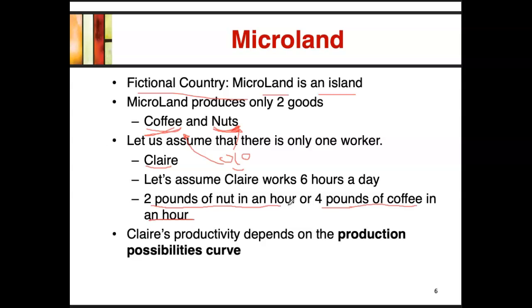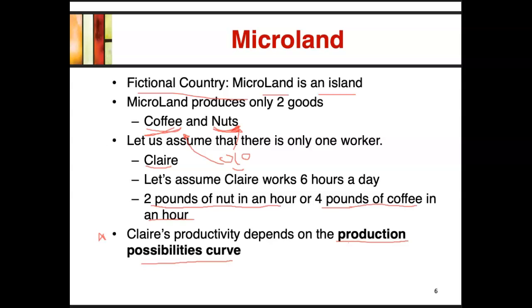Okay, so Claire's productivity depends on what we call the production possibilities curve. The production possibilities curve is a curve that shows all the possible combinations of goods that Claire can produce or collect on this island. It is important because it also illustrates why countries tend to trade, and we'll go into that later. But I'm trying to build up the preamble and a synopsis, starting from a really easy perspective.